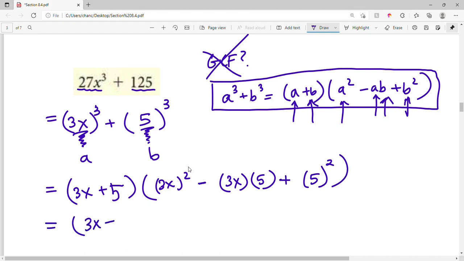This can be rewritten as 3x plus 5 times 3x squared gives me 9x squared. Negative 3x times 5 is negative 15x. And for the last part, 5 squared, that's 25. We are done with the problem using the sum of cubes.